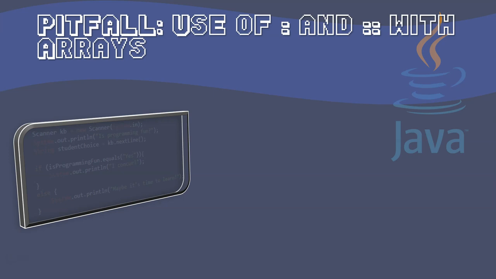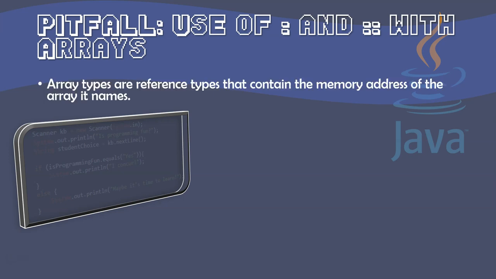Now, a quick pitfall to keep in mind is the use of the assignment operator and equals equals with arrays. Array types are reference types. As we said, we treat them like objects. And because we treat them like objects, these contain memory addresses of the array that is being named. The assignment operator, when we use that, copies this memory address.